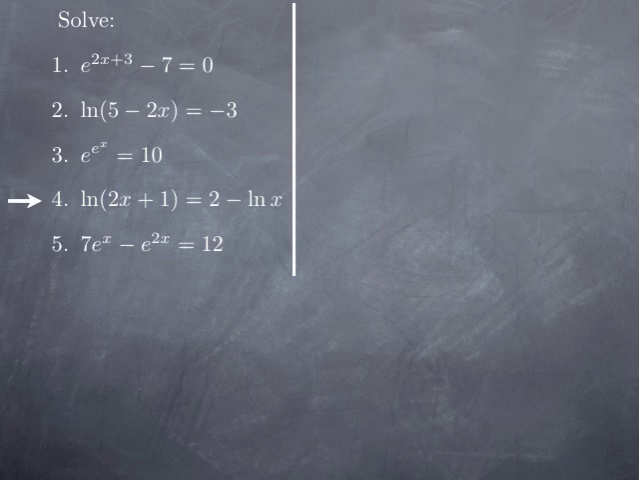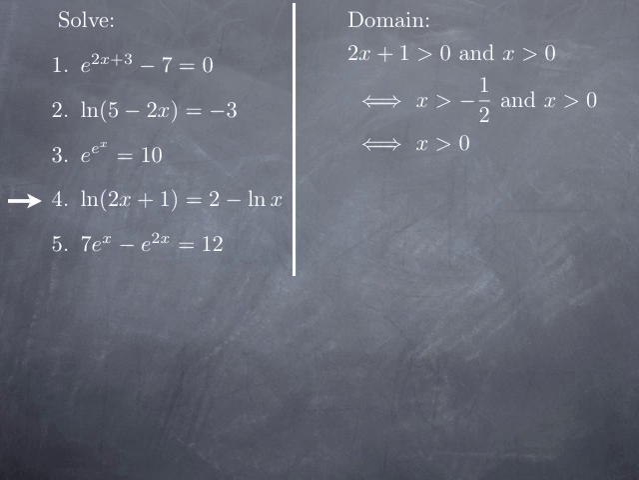In the fourth case, we have something of a slightly different nature because we have two different logs, and therefore we cannot just isolate one log and then take the exponential on both sides because we have two of them. First thing we have to do when we have equations involving logs is make sure that we know what the domain for the equation is.